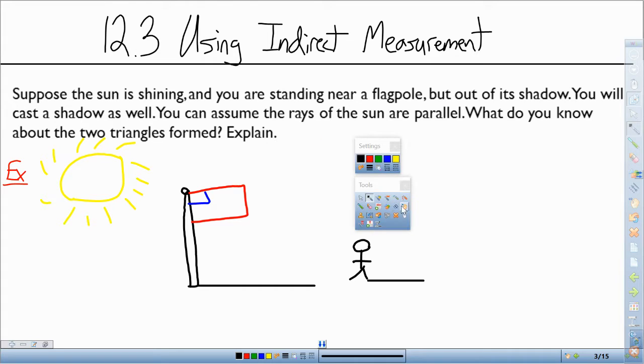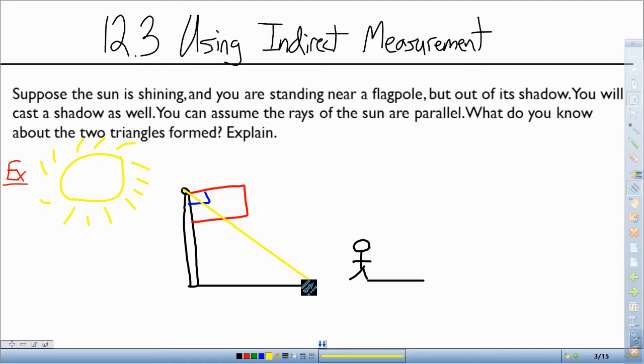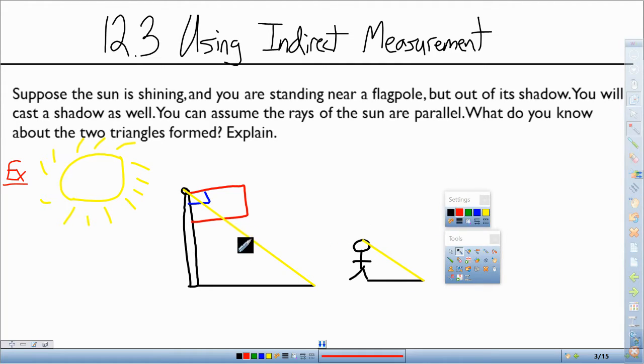Okay. The rays of sun, if you guys can imagine, the rays of sun would hit the flagpole and kind of go down like this. I hope that yellow is clear enough to see, but that's kind of my ray of sunshine. And the sun would hit me and also shine down. It's really what's creating those shadows. And they're telling us those rays of sunlight are parallel.